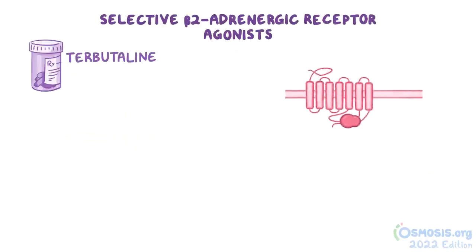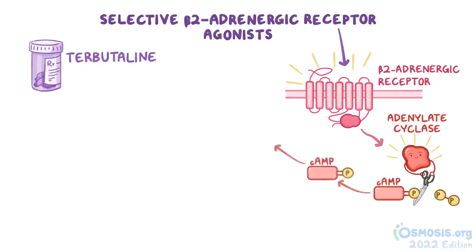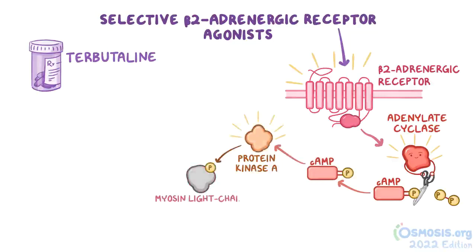As the name suggests, they stimulate beta-2 adrenergic receptor, which is a GS protein-coupled receptor. Protein GS stimulates the enzyme adenylate cyclase. Activated adenylate cyclase takes adenosine triphosphate or ATP and removes two phosphate molecules, transforming it into cyclic adenosine monophosphate or cAMP. cAMP moves throughout the cytoplasm and activates protein kinase A, or PKA for short. PKA then phosphorylates and inactivates myosin light chain kinase, which inhibits uterine contraction.